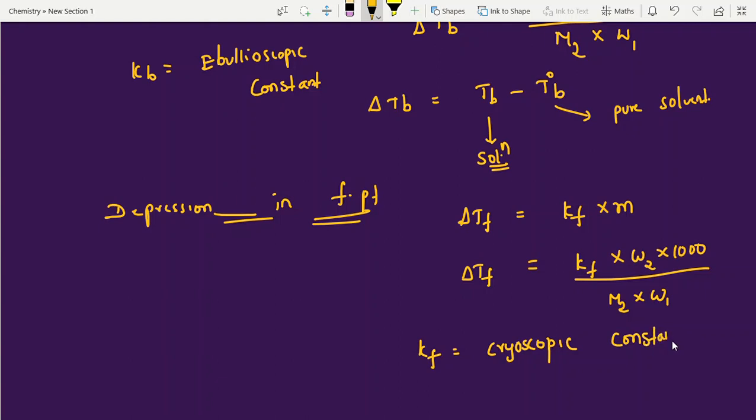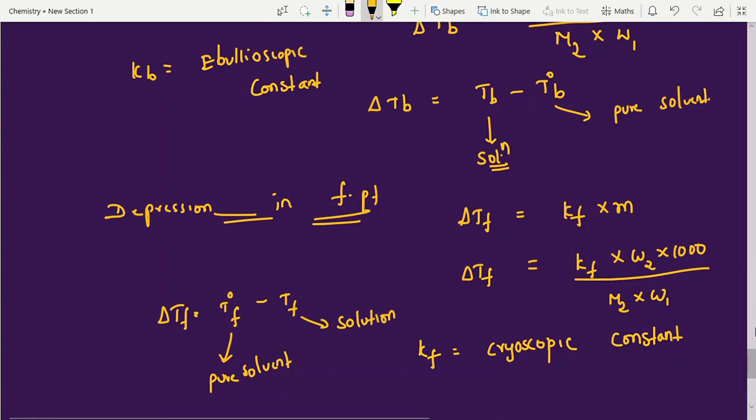Okay, again the same thing. Delta TF, how to calculate? Any idea? Delta TF, how to calculate? Yes, T naught TF minus TF, the opposite here. T naught TF is nothing but the pure solvent. TF is nothing but the solution. That's clear?